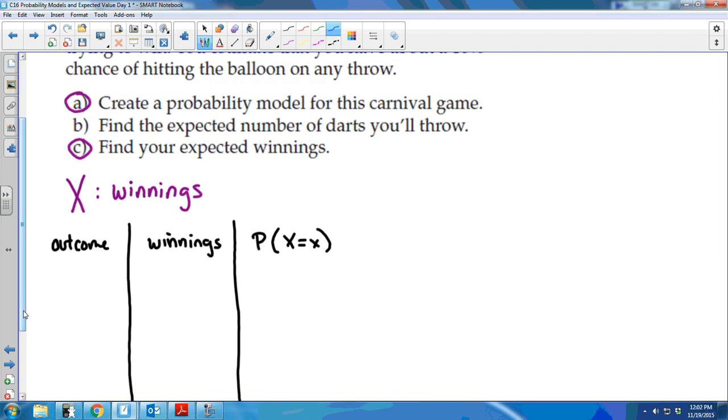So one possible outcome. You decide to play, and you throw a dart. Right? And you hit the balloon. Pop the balloon. So you paid $5 to play. You pop the balloon, so you win $100. So what's your winnings? $95. Right? Because it cost you $5 to play. You're winning $100. And what was the probability that you hit the balloon?